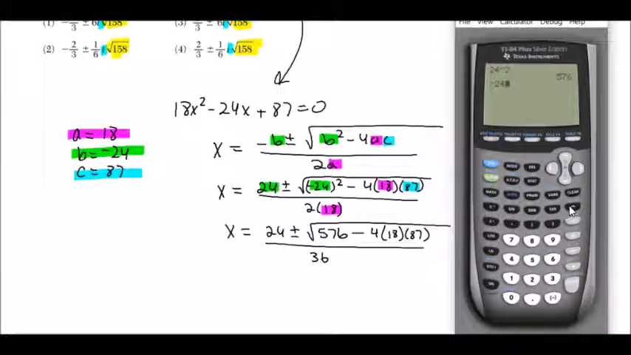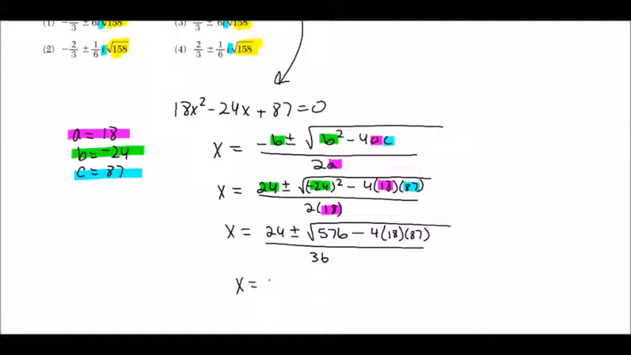Now, you don't want to put this in because the calculator will give you negative 576. The reason for that is it will do the squared first and then negate it. What you really mean to put is this. But we should know that a negative squared is just a positive, so we can just put in 24 squared there. And then we're going to subtract 4 times 18 times 87. And that'll get us the inside of the square root.